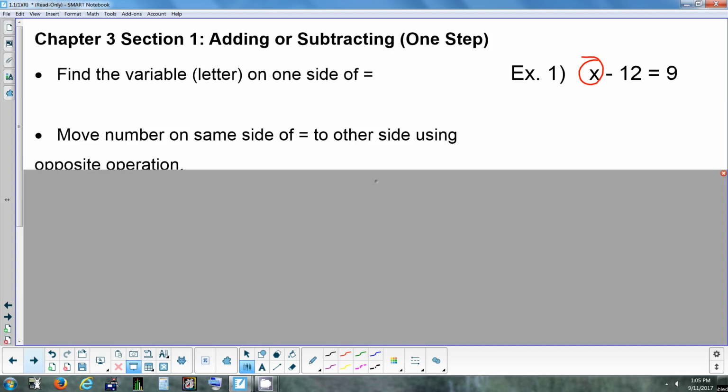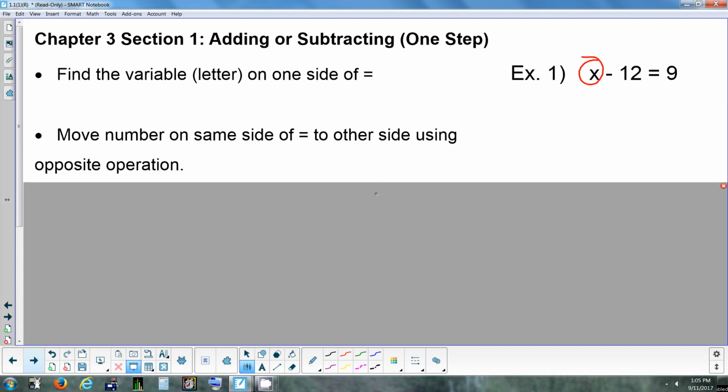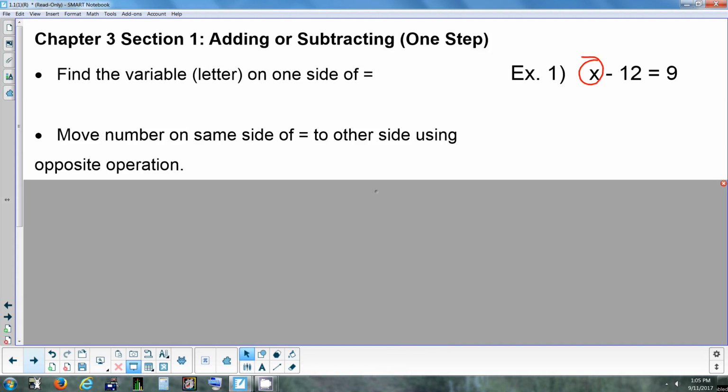So guys, on the right-hand side, you have that example one. You want to go through that example step by step with the written directions. So, first thing you had to do was, for your first bullet, you had to find the variable or letter on one side. So you write out your example, then circle the X. So you've done the first bullet, right? That's the first step always when we're doing these type of equations. Find the variable, which in this case was X.